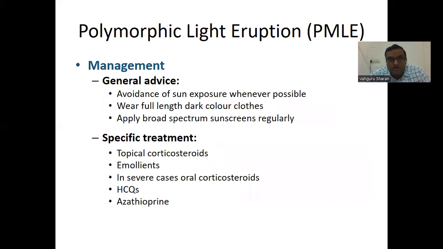How is PMLE managed? General advice for PMLE is avoidance of sun exposure wherever possible. Wear full length dark colored clothes. Apply broad spectrum sunscreen regularly. Is there a specific treatment? Topical corticosteroids can be given. Emollients can be given. In severe cases, oral corticosteroids, hydroxychloroquine sulfate and azathioprine can be given.